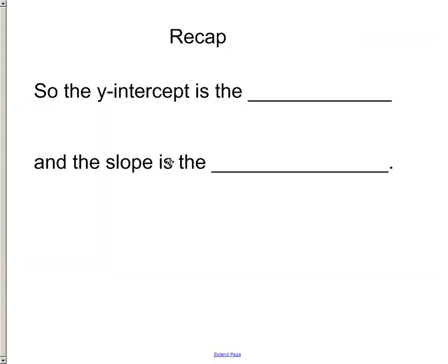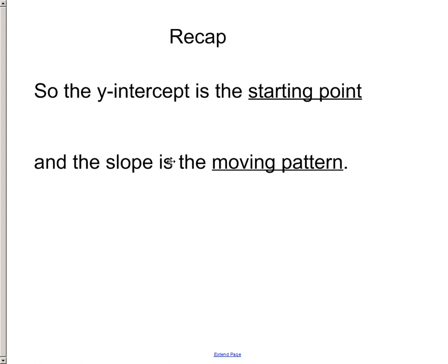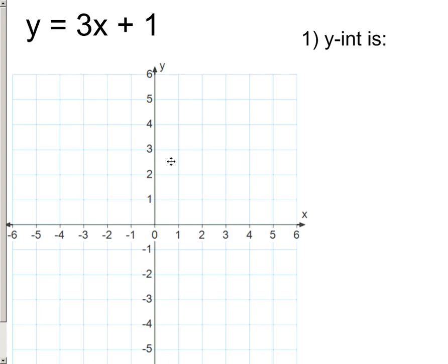So let's do a quick little recap before we try this again. The y-intercept is basically the starting point, and the slope is going to be your moving pattern. So let's take a look at this one. y equals 3x plus 1. Your y-intercept is going to be positive 1. So that means that we need to put a dot right at positive 1 on your y-axis. This is called a y-intercept. So on this y-axis is where we're trying to steal that point. So there's the dot right there.